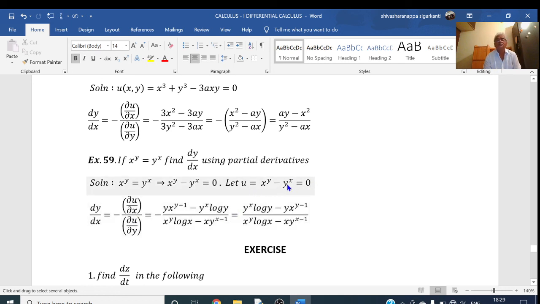Differentiating this partially with respect to y. First, x power of y. Here x is the constant quantity, y is the variable. Then its derivative is x power of y into log of x, minus y power of x. We are differentiating with respect to y, x is a constant quantity. Therefore, derivative of y power of x is x into y power of x minus 1. This is equal to, and if you take this negative sign inside, this becomes positive and this becomes negative. That's it. Thank you. I will stop here.